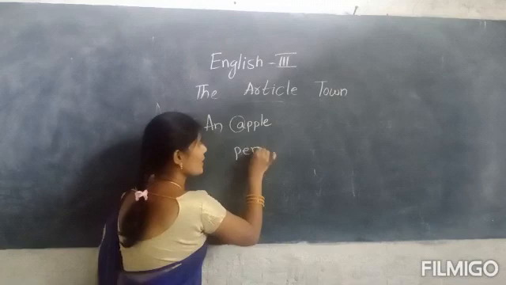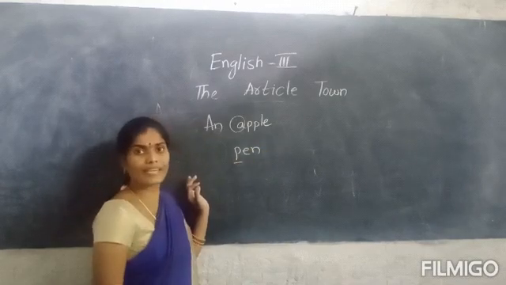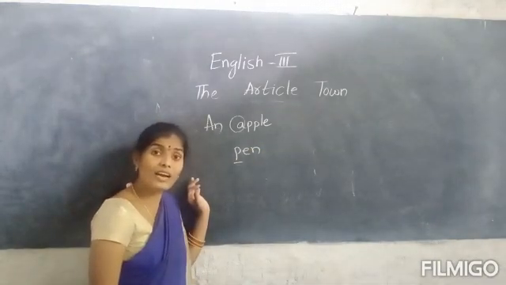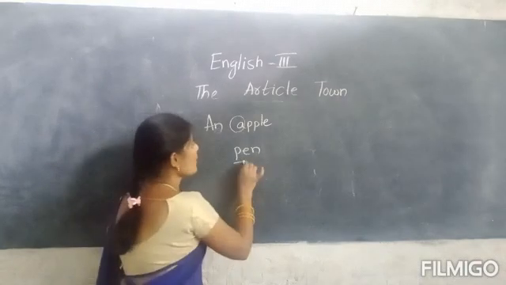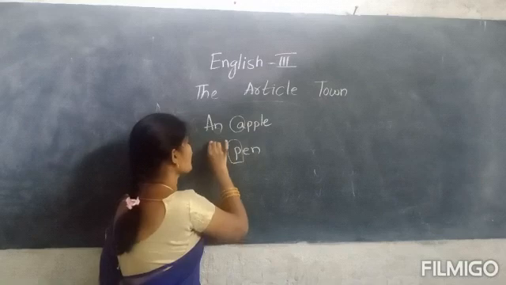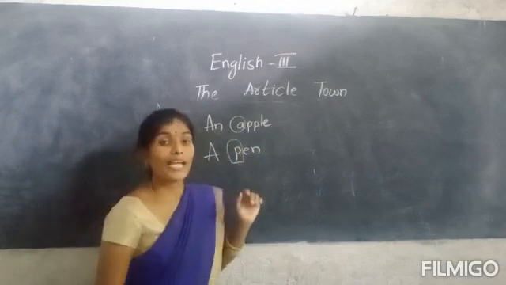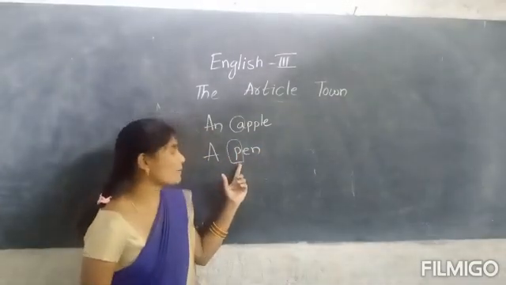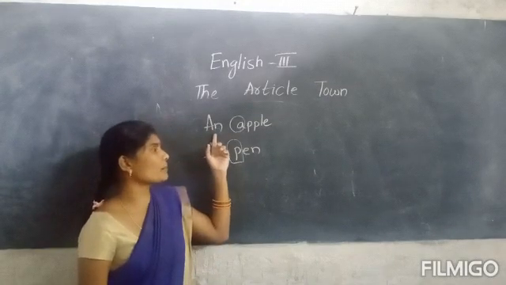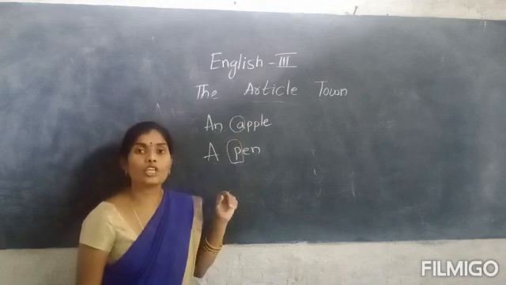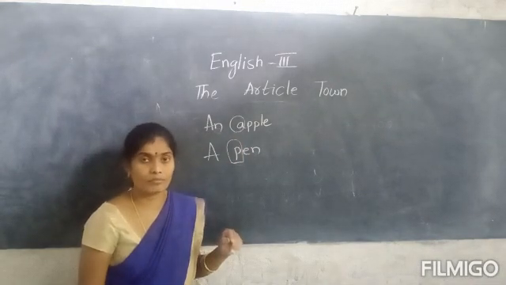Pen. What's the first letter? P. P is a consonant. Before the consonant, we have to use a. A comes before the consonant sound, and an comes before the vowel sound.